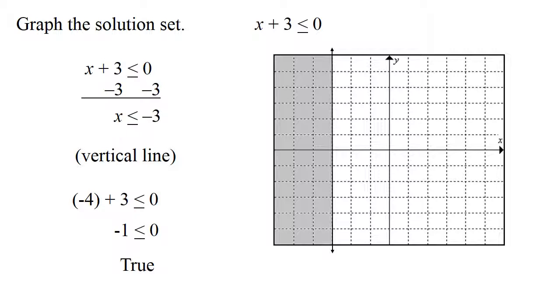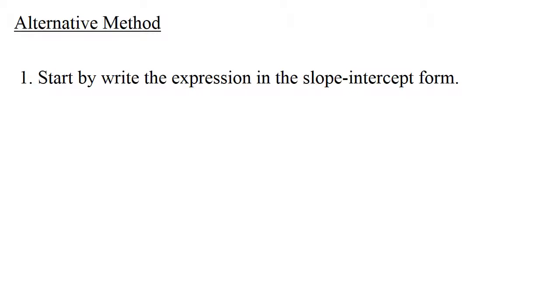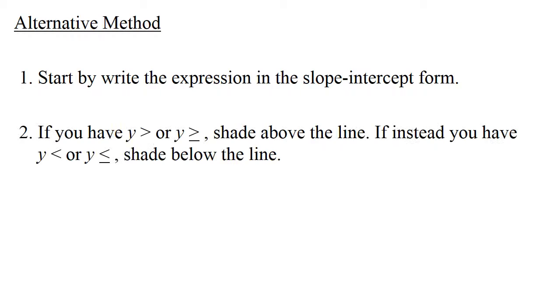There is another way to do these inequalities, maybe not for this one, but for most other ones. In this alternative method, we're going to write the equation in slope-intercept form. Since we're talking about lines, this is probably a natural way to approach one of these: put it in that y equals mx plus b format.